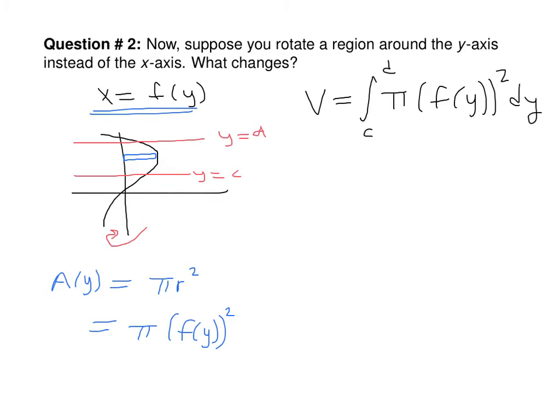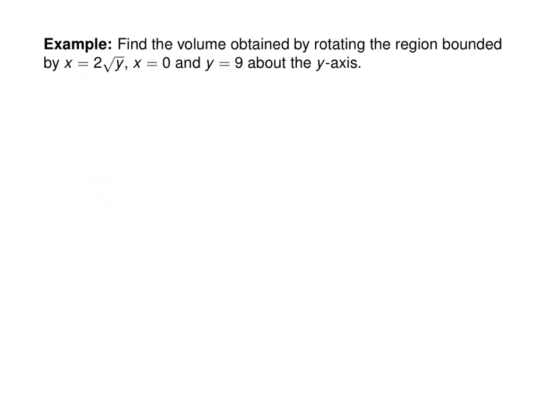In this lesson, if you rotate about the x-axis, you will use x's. If you rotate about the y-axis, you're going to use y's. Find the volume obtained by rotating the region bounded by x equals 2 square roots of y, x equals 0, and y equals 9 about the y-axis.